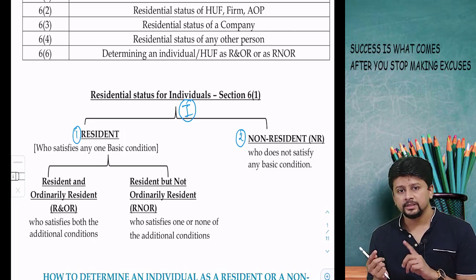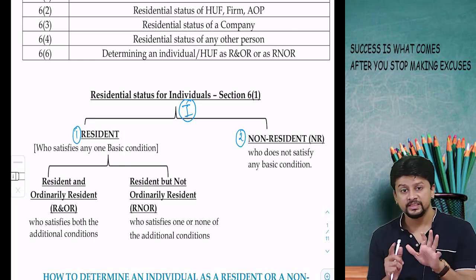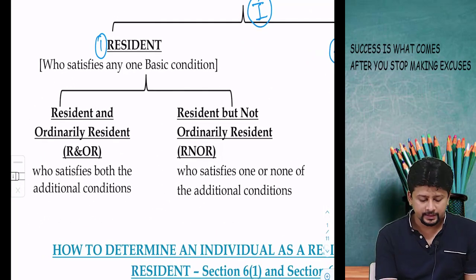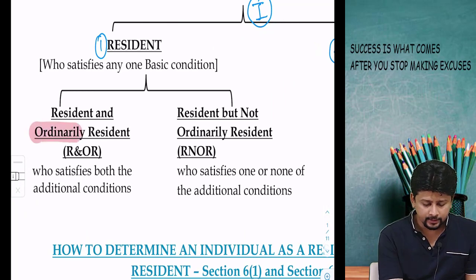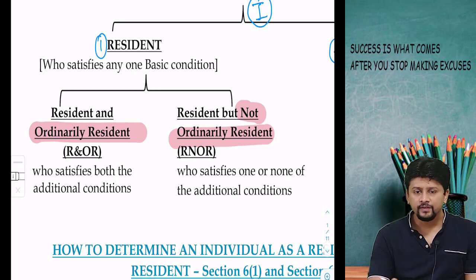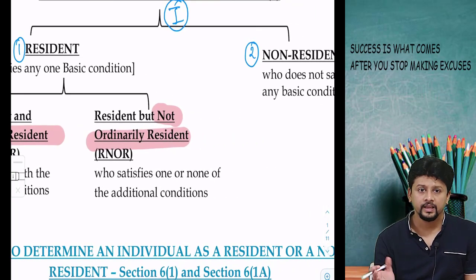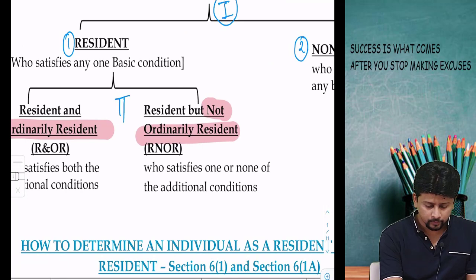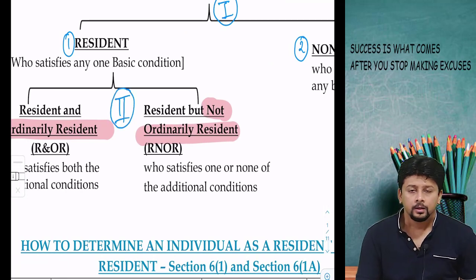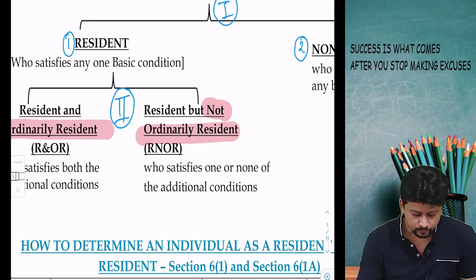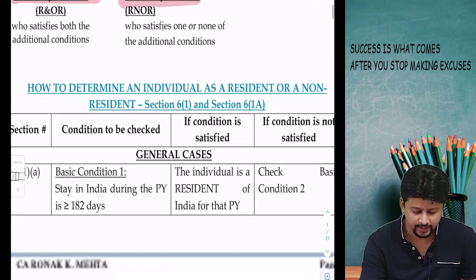But if the individual is a resident person, then we will have to further classify him as resident and ordinarily resident, या फिर resident but not ordinarily resident. If he is a non-resident, matter over. If he is a resident, only then I have to go ahead and do something extra. So this is step number 2, and step number 2 will come into picture only if the individual is a resident. Chalo, so how do I decide somebody as resident?